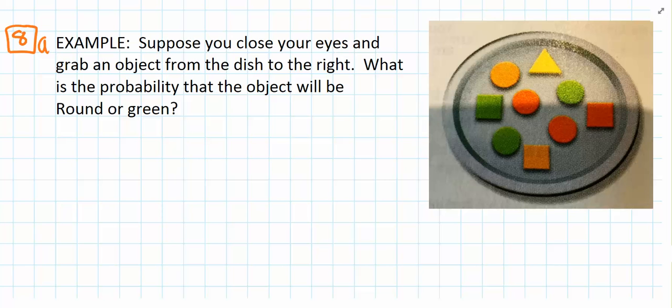See what's going on here? Round or green. All right, but it's mutually exclusive. We're going to get there.